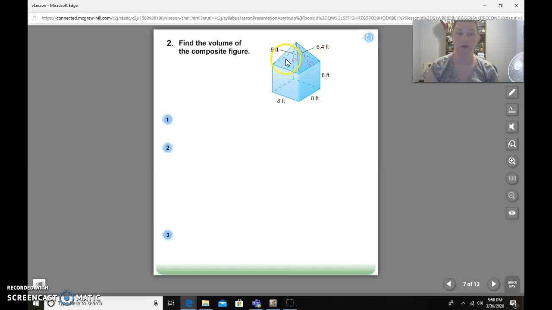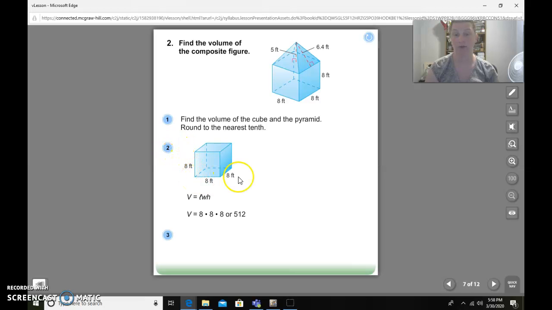This one's a little different because it's got a pyramid at the top. Find the volume of the cube and the pyramid. Round to the nearest tenth. Here's your cube. Cube volume is length times width times height. That's 8 times 8 times 8, or 512. You have your measures right here, 8 times 8 times 8. That's where I got that from.